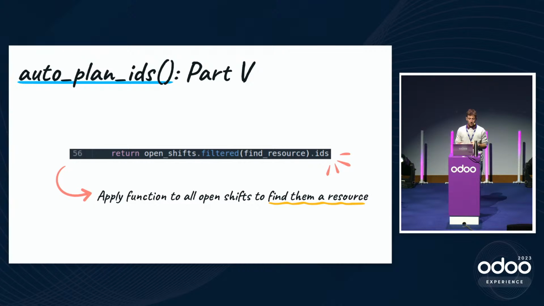Now, the final part of the autoplan IDs method is that we call the find resource method through a filtered operation. What the autoplan IDs method does is that it finds resources for the open shifts, but it also returns the open shifts that have been properly planned. So that's why we use the filtered operation here. Now let's look into the find resource method.